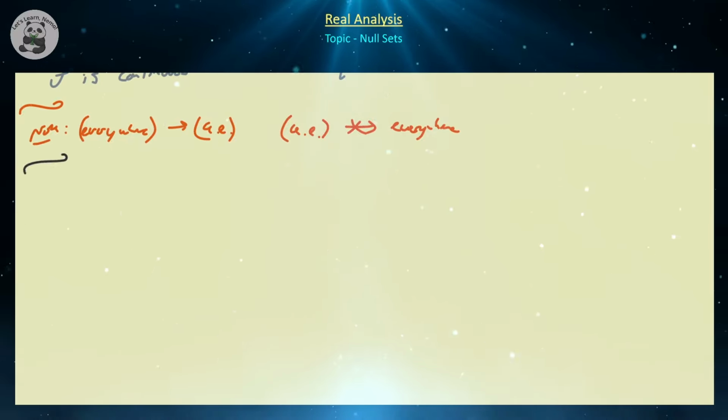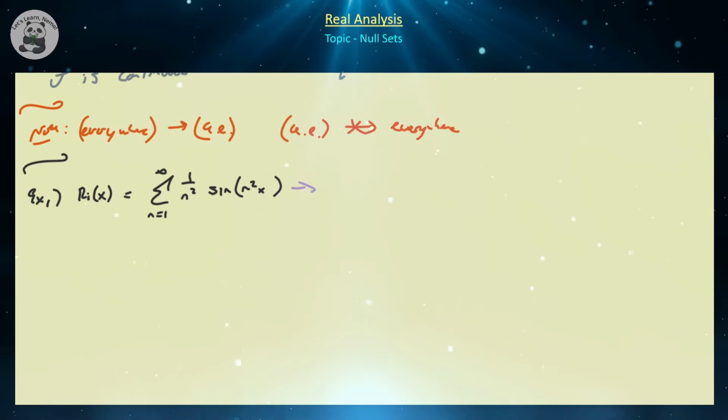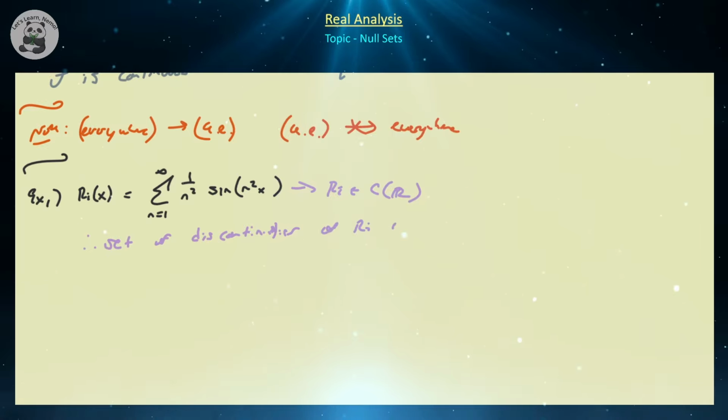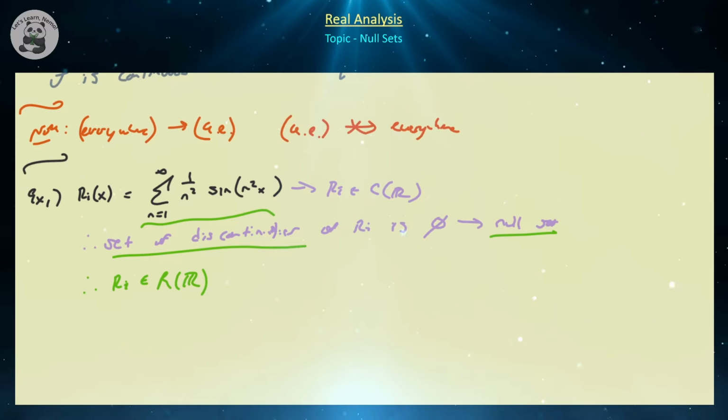So let's consider a couple functions that we've discussed throughout the series up to this point. The first, let's define the Riemann function to be the sum from n equals 1 to infinity of 1 over n squared times sine of n squared x. We've already proven, using absolute convergence, that the function is continuous on all of R. So the set of discontinuities of this function is the empty set, which is obviously a null set. So by Lebesgue's integrability criterion, the Riemann function is Riemann integrable on R. And it's very easy to see that this function is bounded on R as well.